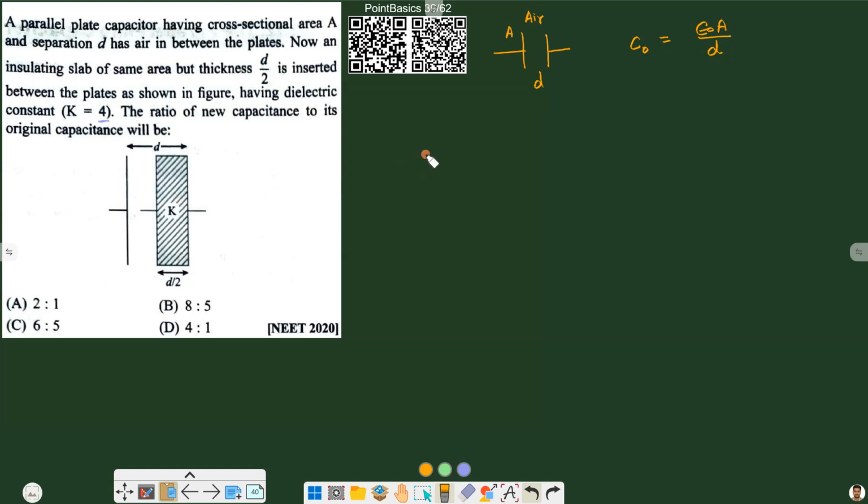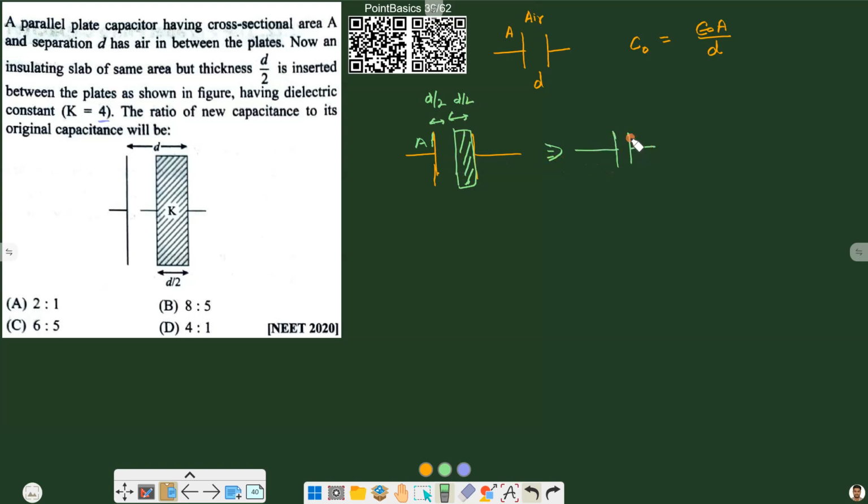Now, as mentioned, we inserted a plate here. So suppose this is the plate as already mentioned in the diagram. This system has area A for both, meaning for this plate the area is A and for this slab the area is also A. But the thickness of the part of the capacitor where there is air is D by 2, and the thickness where we have inserted the slab is D by 2. So this system will work like two capacitors, both in series.